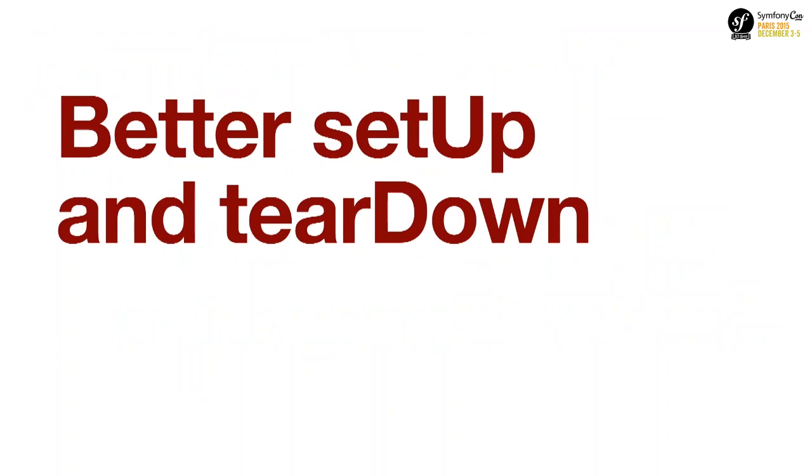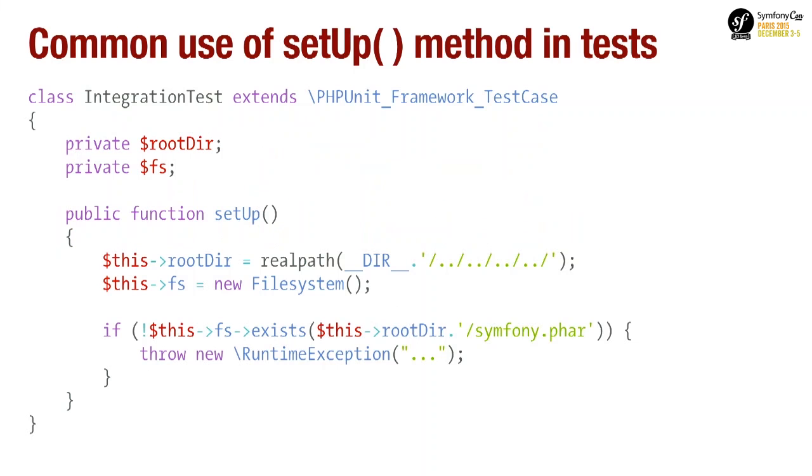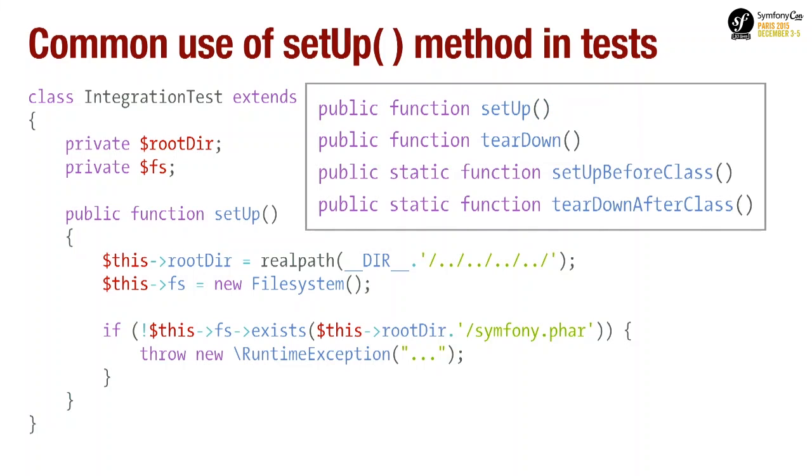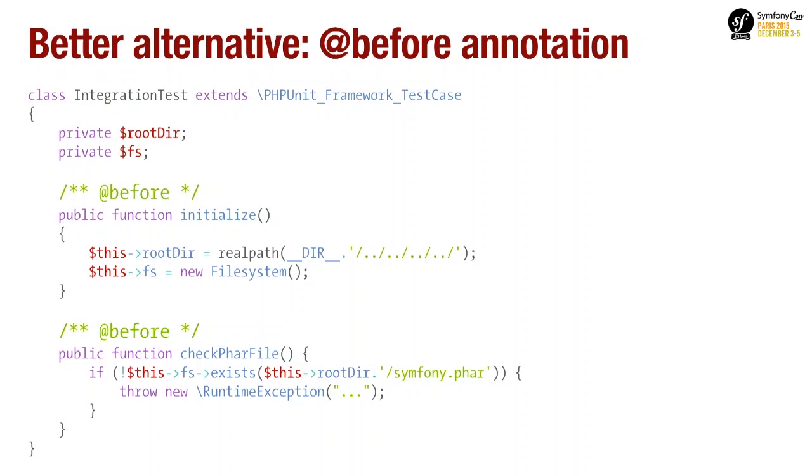More things. Again, the setup and teardown methods. A lot of people still do this. The setUp method is the one that gets executed before each and every test of that class. And there you do some initialization. This, for instance, is what we do in the Symfony installer. And the same for the other ones. PHPUnit also defines this annotation, @before, which allows you to mark a method for being executed before each and every test of that class.